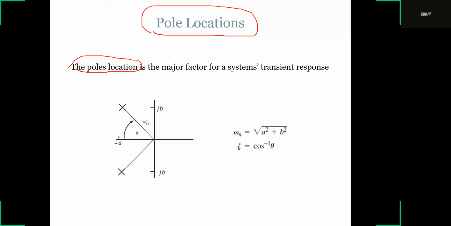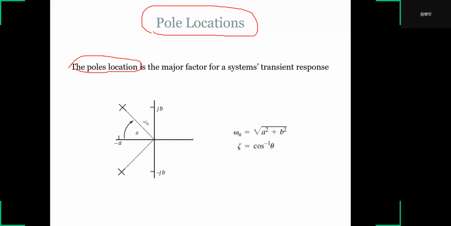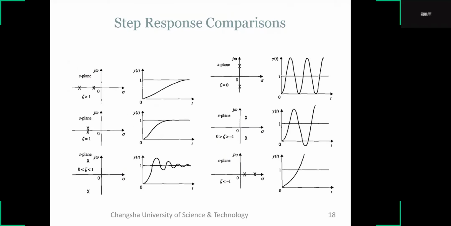The damping ratio and damped frequency can be calculated from the equation. This is the pole. Step response comparisons. This is step.